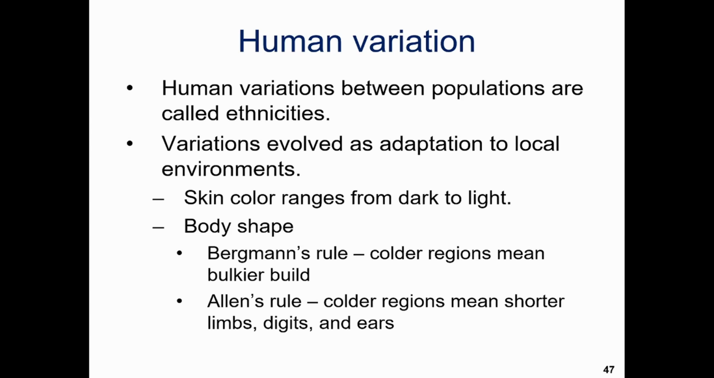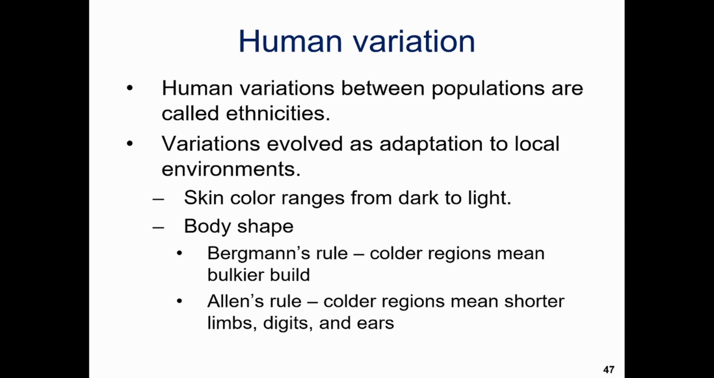So we look at something like skin color. It ranges from dark to light. This is due to how much UV light is present at areas like the equator versus up more towards the Arctic Circle. If you live in an area that has very intense UV light, having darker skin is an adaptation that protects you against sun damage. Whereas if you live very, very far north, where there isn't as much sun and it's not as intense, you need lighter skin to actually get a little bit of UV light so that you can convert things like vitamin D.